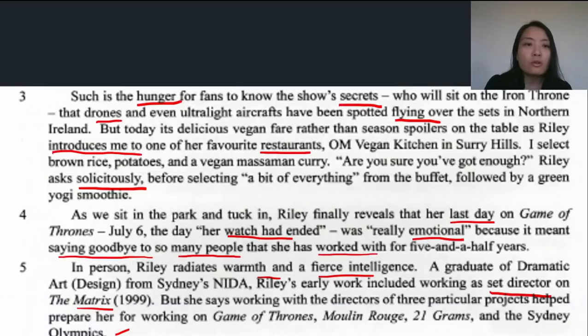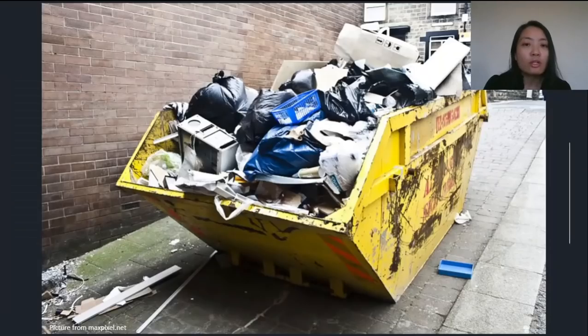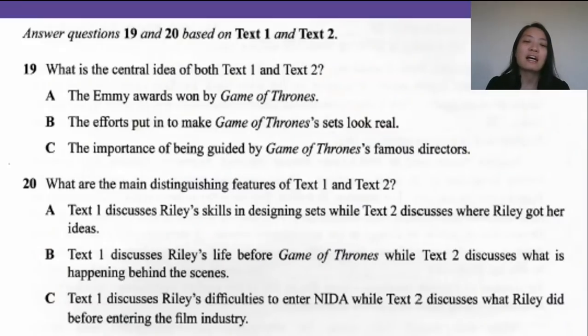Okay. So let's go now to the question. This part which will ask you for both text 1 and text 2. So this is when the skill of comparing comes in. So now we look at the question, what is the central idea for both text 1 and text 2? So now it's going to ask you for both of these. So you have to find which is similar for both of these.